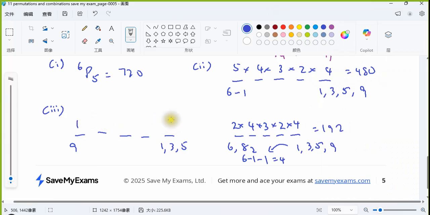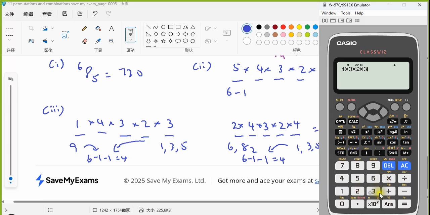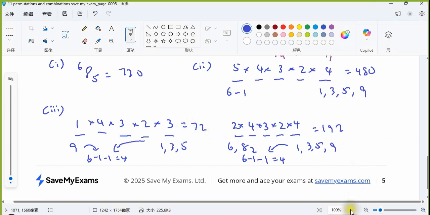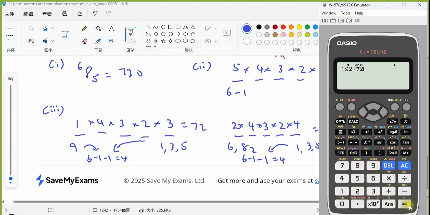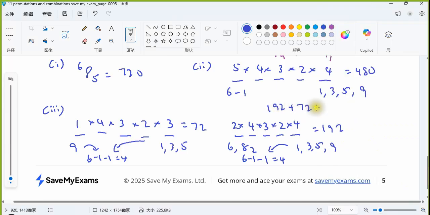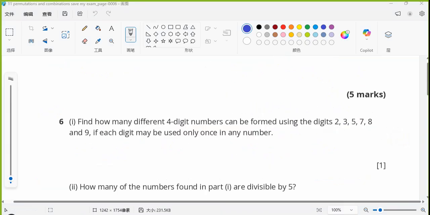And then starting with 9, we cannot end with 9 anymore. So the last digit is 1, 3, or 5, then 6 minus 1, then 4, 3, 2. So we have 4 times 3 times 2 times 3, then it's 72. So 192 plus 72 is 264. This is number 3, 264.